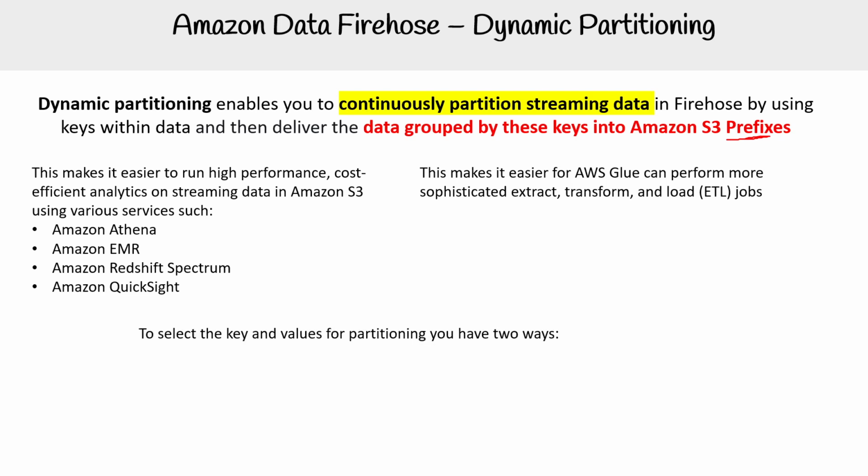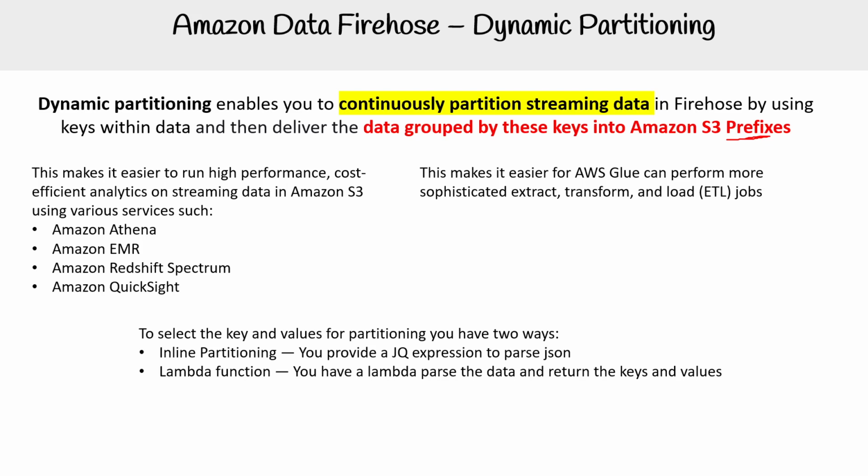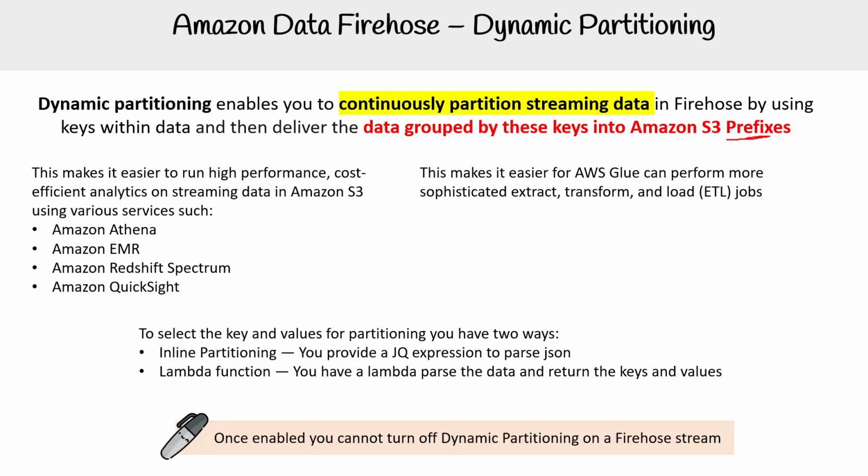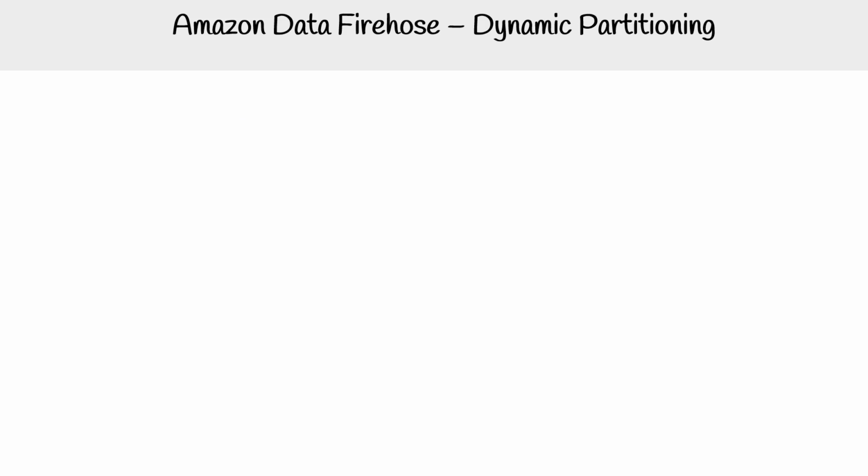To select the values and keys for partitioning, you have two ways. Inline partitioning, where you use JQ expressions to parse JSON. Good thing I taught you folks JQ in this course, so I told you it would come back in use. And then we have Lambda functions. So if you're not using JSON and you have a more complex data structure, then you have to pass it to a Lambda to parse the values and return the key values. Once this feature is enabled, you cannot turn it off. That's why I have the permanent marker there to indicate that it's permanent once that's turned on.